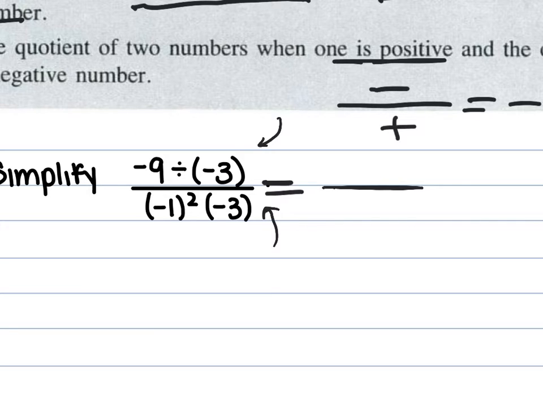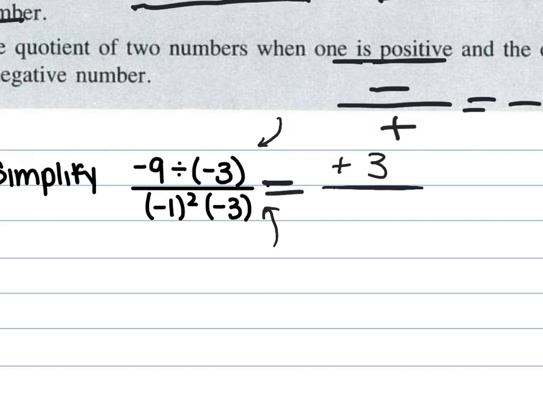What is a negative divided by a negative? It's a positive. And what is negative 9 divided by negative 3? How many times does 3 go into 9? 3 times.